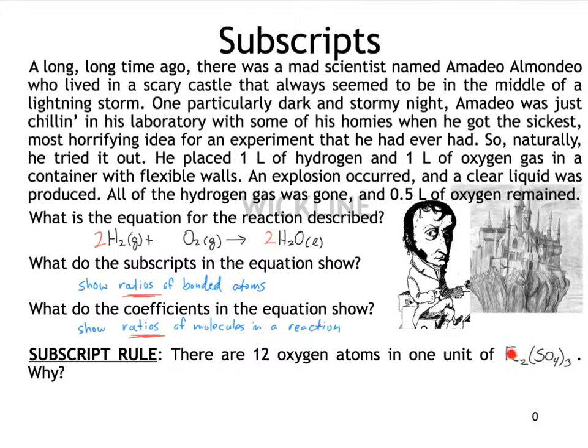So this 2 for this iron, this 4 for this oxygen and nothing else, and this 3 applies to the oxygen and the sulfur because of the parentheses. So there are 12 oxygen atoms in 1 unit of iron sulfate because there are 3 units of sulfate and each sulfate has 4 atoms of oxygen.